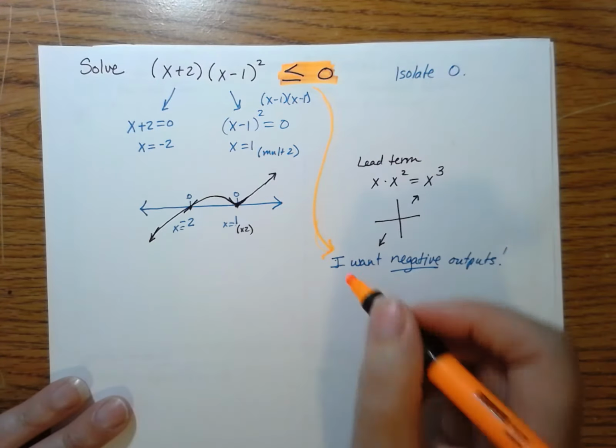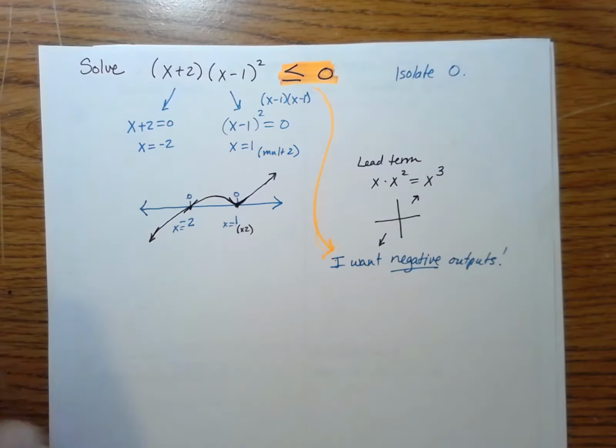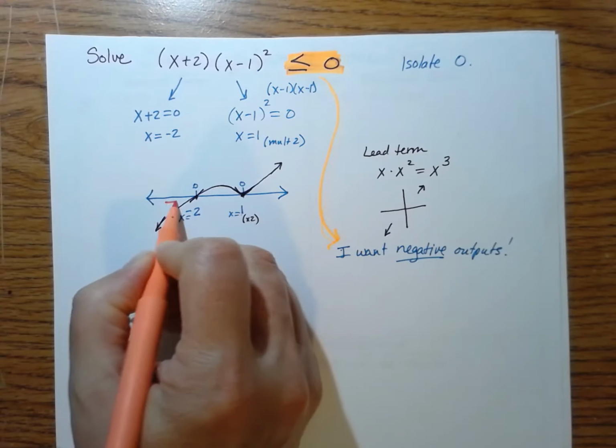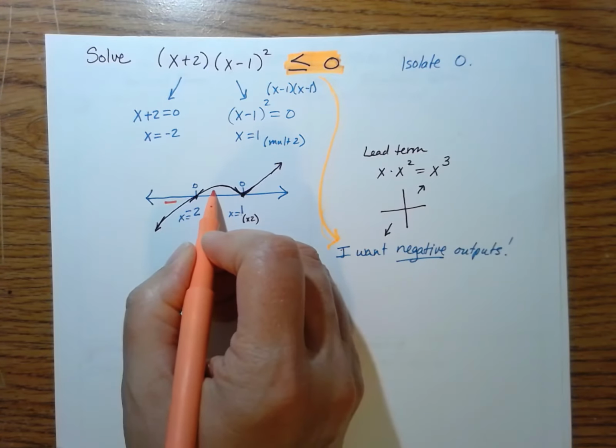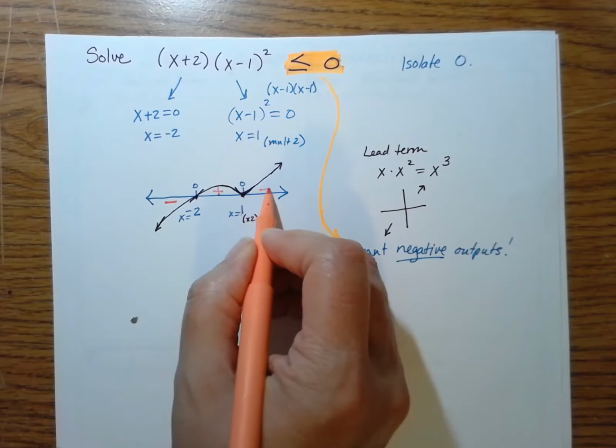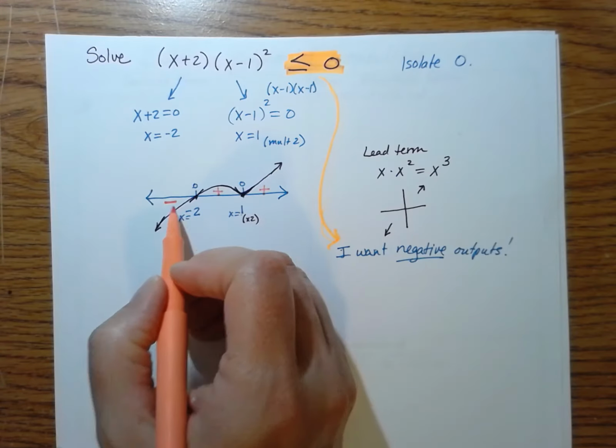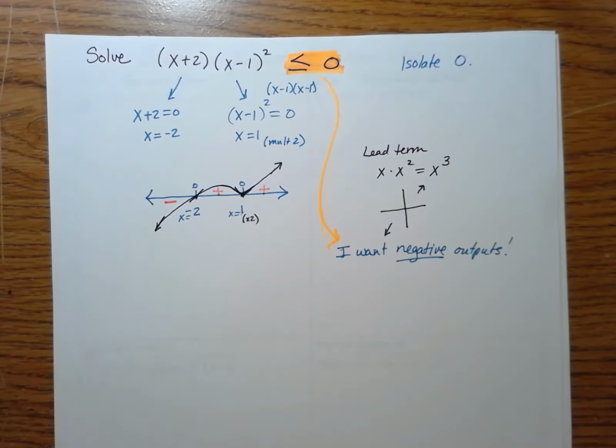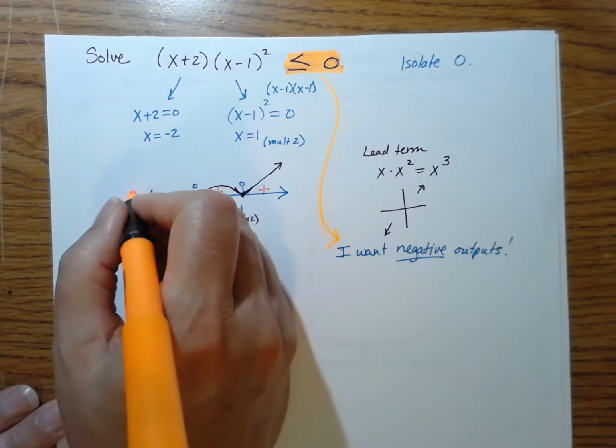I want negative outputs. And so when I look at the graph, where does the graph produce those negative outputs? Well, the beginning of the graph is negative, and the middle of the graph is positive, and then positive again on this side. So my negative outputs are in this interval right here.